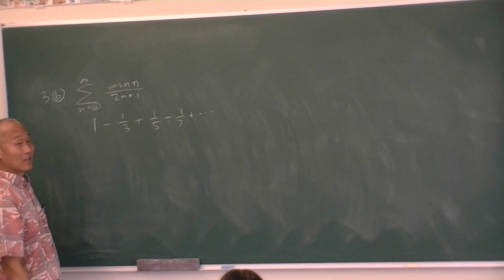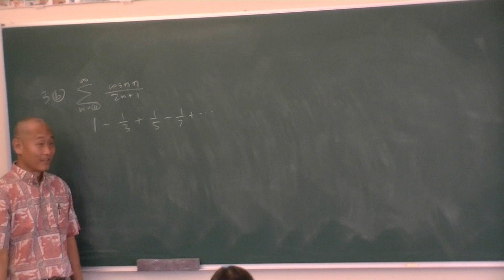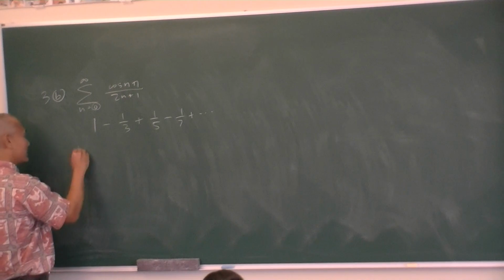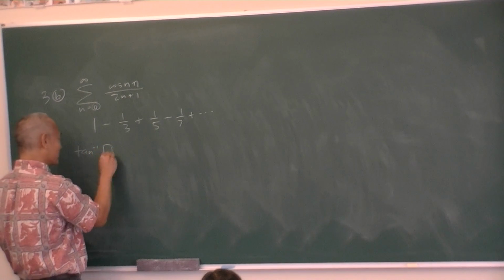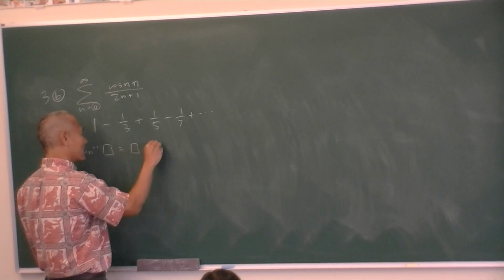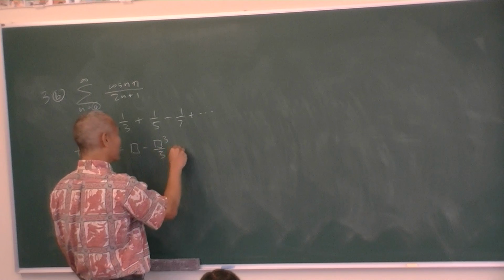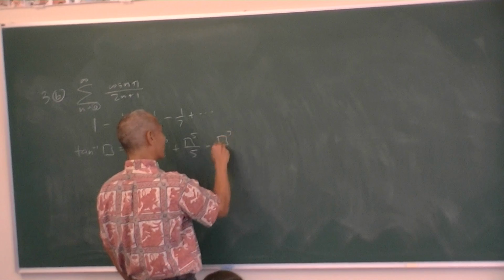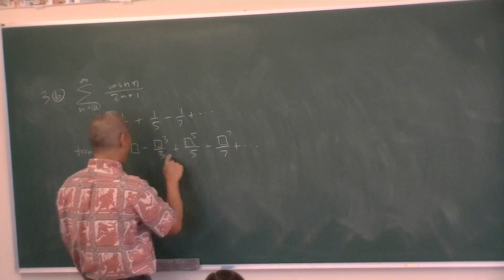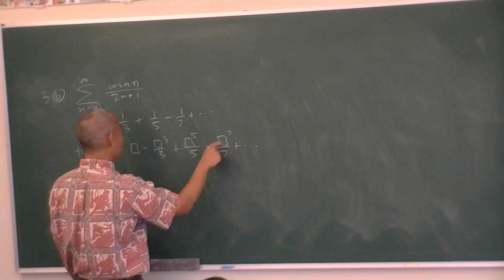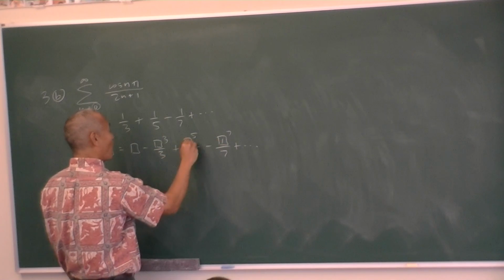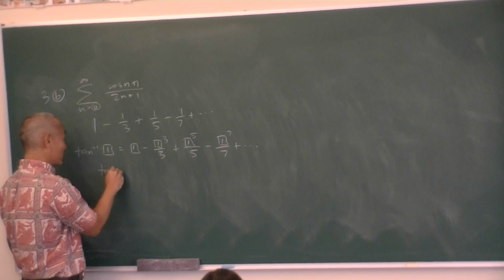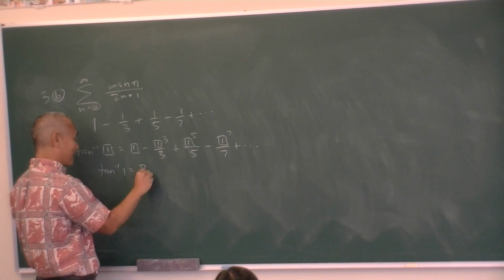In fact, this was on the last quiz. What is the only power series that has the odd numbers in the denominator? Tan inverse box, which is box minus box cubed over 3 plus box to the 5 over 5 minus box to the 7 over 7 plus dot dot dot. What number do I have to put in the box to get these numbers here? 1. So that's why the answer is tan inverse 1, which can be simplified to pi over 4.